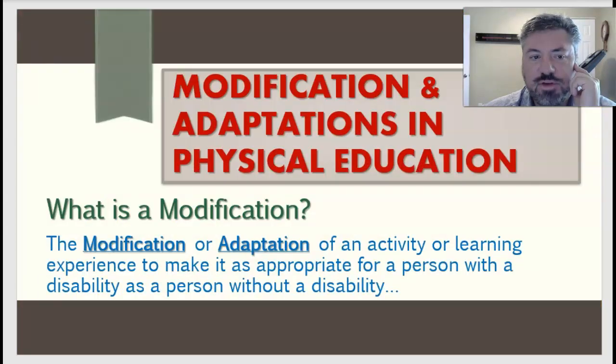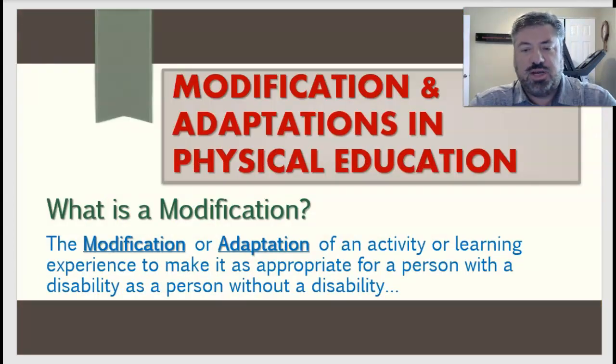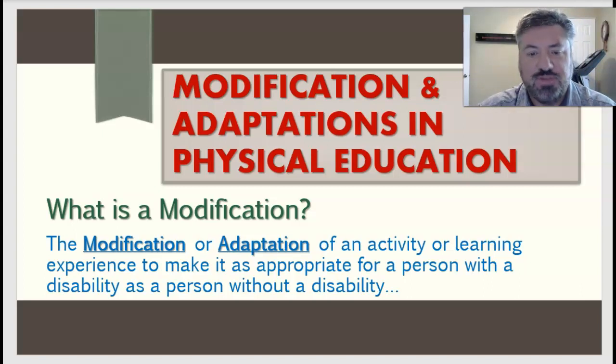So let's start off with our information from Chapter 7 and background information on modification and adaptations in physical education. First of all, it's important to know what is a modification. A modification or adaptation of an activity or learning experience to make it as appropriate for a person with a disability as a person without a disability.